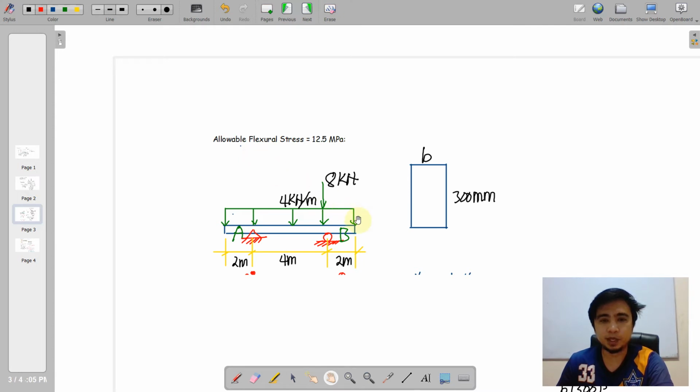Of course, having the flexural formula, we need to establish first the maximum moment of this beam, and then we will relate it to the rectangular section in order to come up with the I, and then B will be expressed in terms of the formula of I and also the area. So let's start.